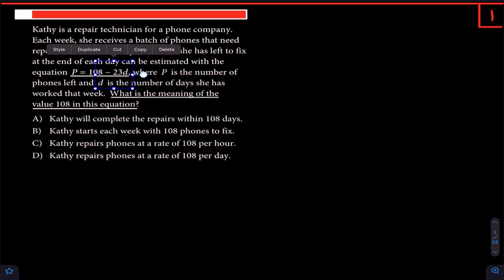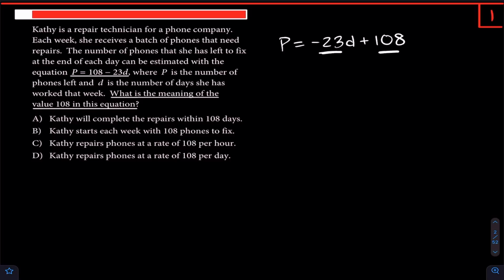And if you notice here, the equation that it gives us is the equation of a line. We can rewrite this as P equals negative 23D plus 108. And that's how you generally see this equation written, right? With your slope first and your y-intercept second. And you'll notice what I just said here. The 108 is the y-intercept.